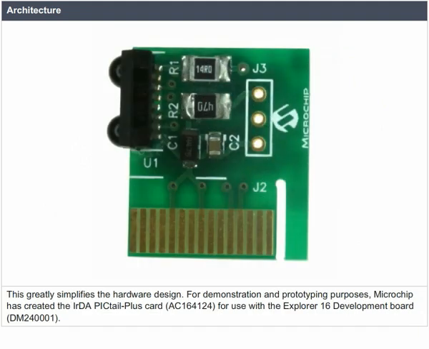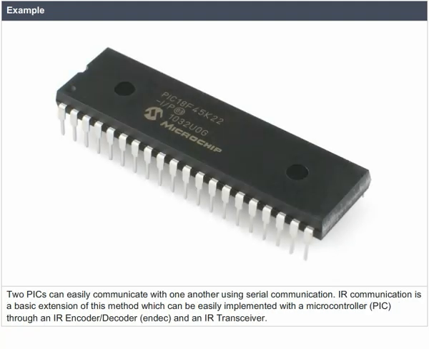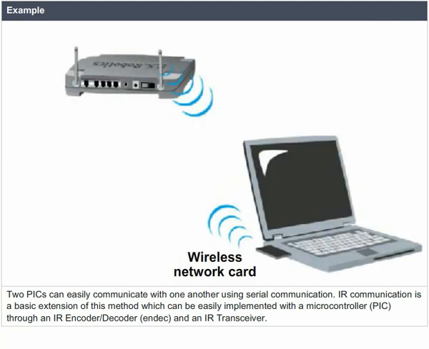For demonstration and prototyping purposes, Microchip has created the IRDA PIC Tail Plus card AC164124 for use with Explorer 16 development board DM2400001. Two PICs can easily communicate with one another using serial communication. IR communication is a basic extension of this method which can be easily implemented with a microcontroller PIC through an IR encoder decoder, NDEC, and an IR transceiver.